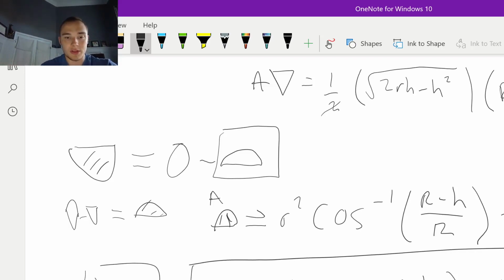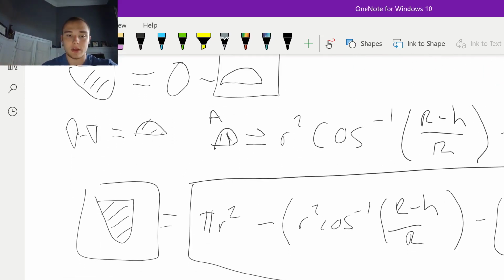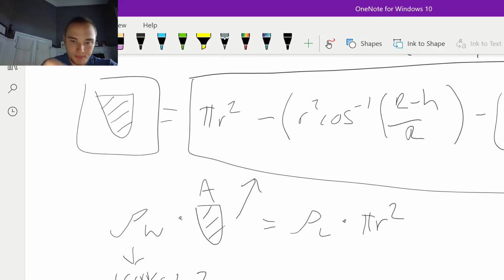Now we just plug this into our equation that related to densities. So we have our density of water times our area of this, which is right here, and this was equal to the density of the log times the cross-sectional area of the log, which is pi r squared. And we know that our density of water is equal to 1,000 kilograms per meter cubed. So we can go ahead and isolate for the density of the log.